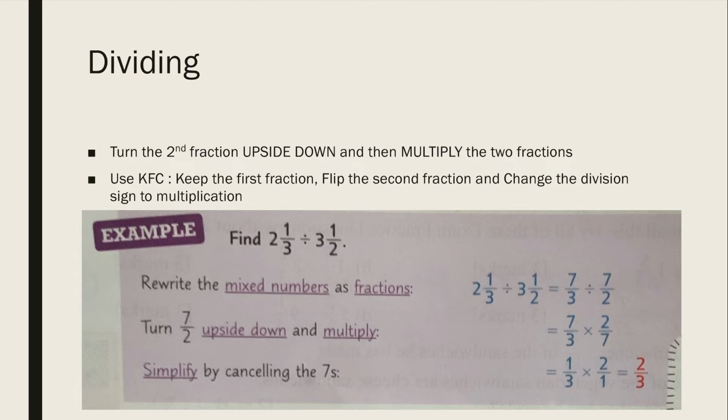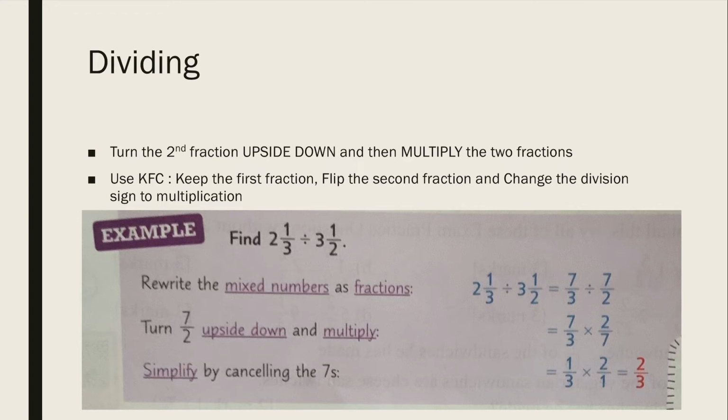So, the example here is shown. Find 2 1/3 divided by 3 1/2. So we want to rewrite the mixed numbers as fractions. So 2 1/3 divided by 3 1/2 is equal to 7 over 3 divided by 7 over 2. Then we want to turn the 7 over 2 upside down and multiply. So it's the F part. So 7 over 3 times 2 over 7 rather than 7 over 2.